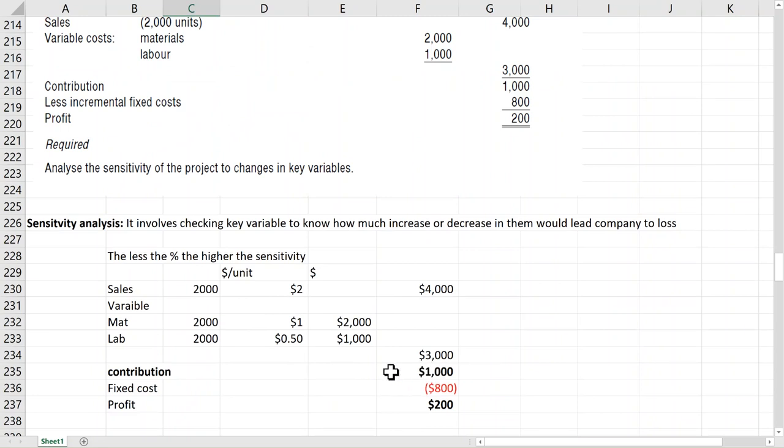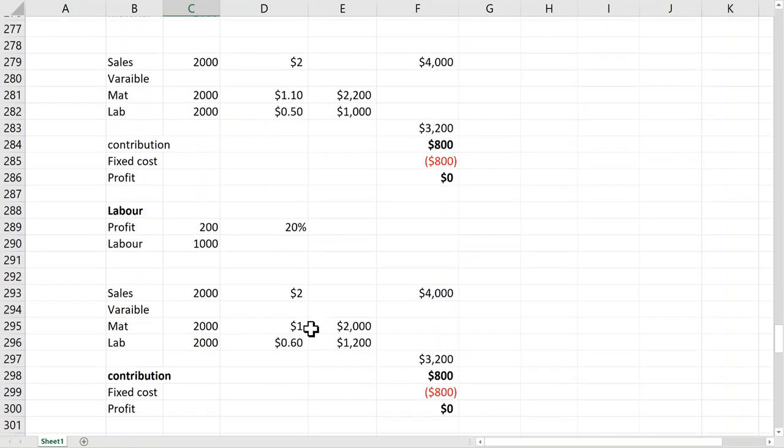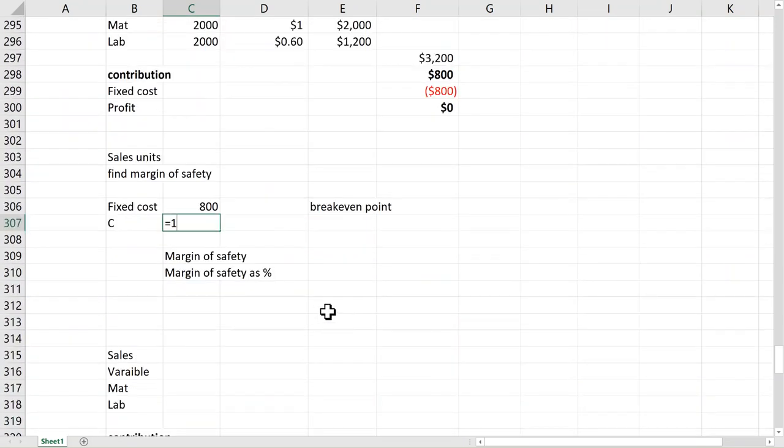You could take 1000 divided by 0.50, it will also give you the same answer. So 1000 divided by 0.50 contribution, so it should give us a break-even point of 2000. So we have to find margin of safety.